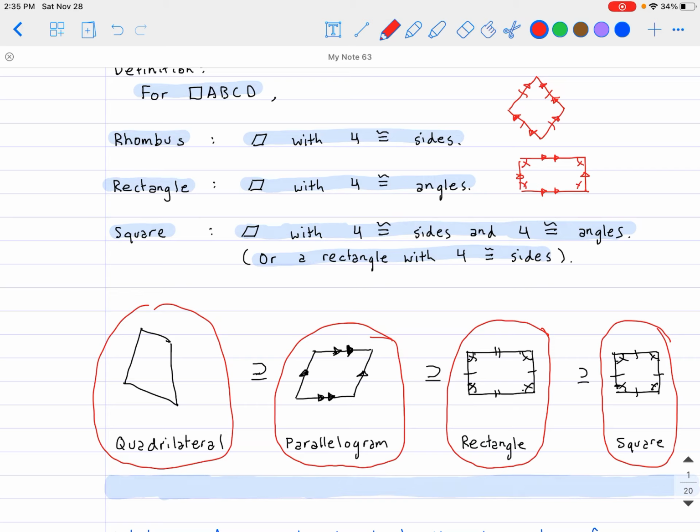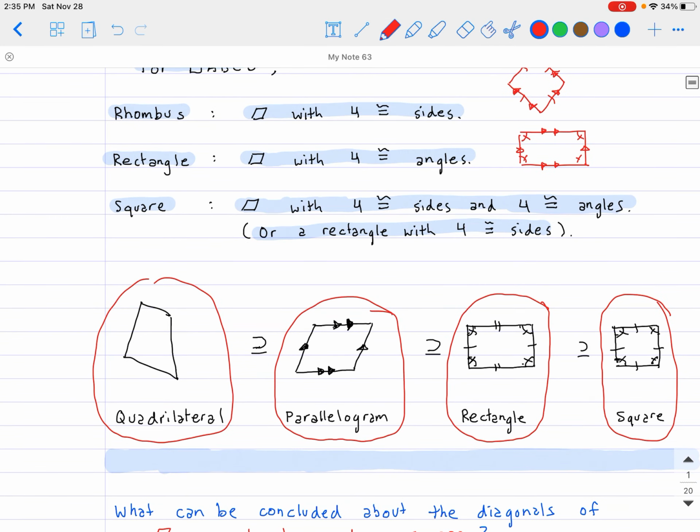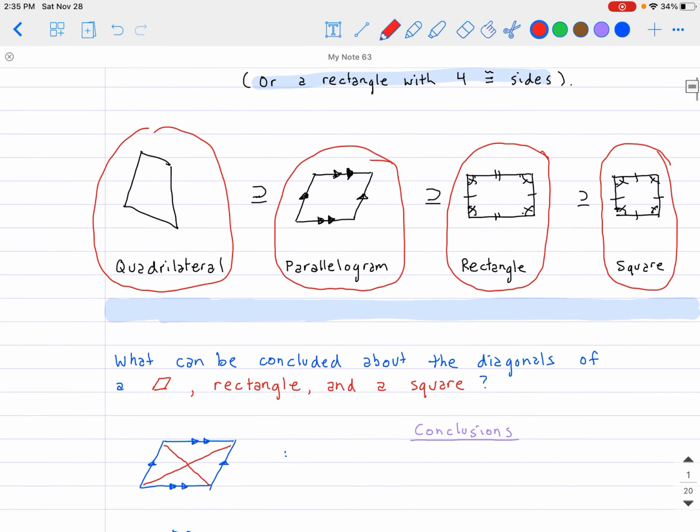Now, in this section, we're going to discover some of the things that we can say about the rectangle, the square, and also the rhombus in terms of not their sides, but rather their diagonals, because we already know the stuff about their sides and angles according to the formal definitions.